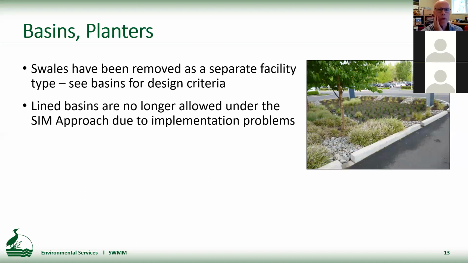And lined basins have gone away under the simplified approach just because of the long history of implementation problems, where in many cases there were non-professionals who were installing liners, and it just led to a number of problems during construction, but also for our permitting staff. So that's been removed. Next.